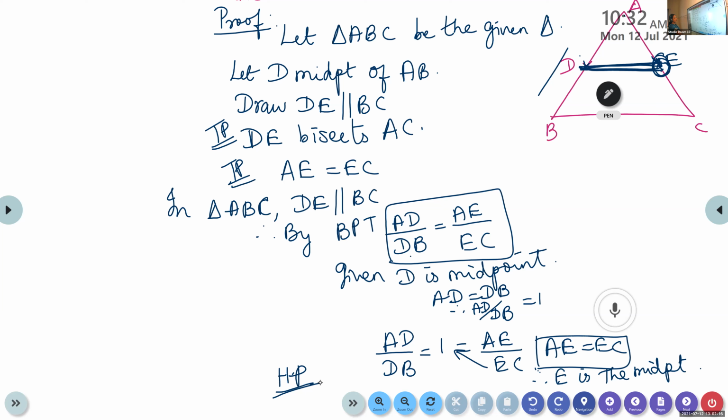Okay? Is it okay, children? Yes, ma'am. Ma'am, how did AD by DB become 1? These two are equal. AD equals DB. So if you divide two equal quantities, what will you get? What is 5 by 5? Will it be 1? AD is the same as DB, so when you divide two equal quantities, the answer will be 1. Okay? Yes, ma'am.